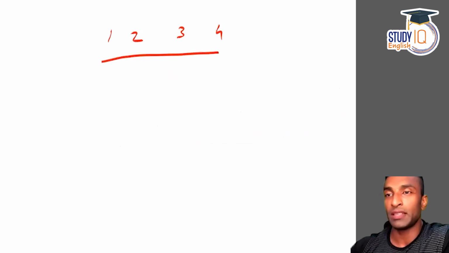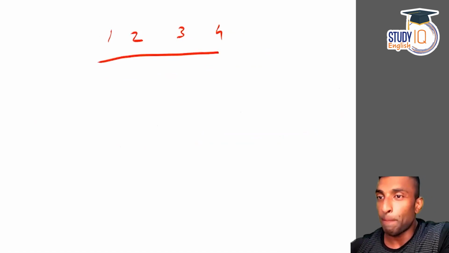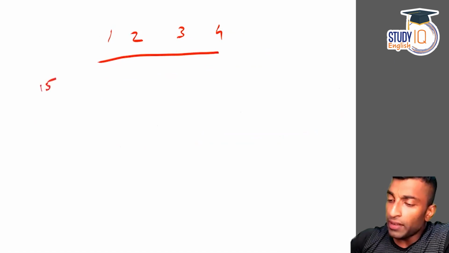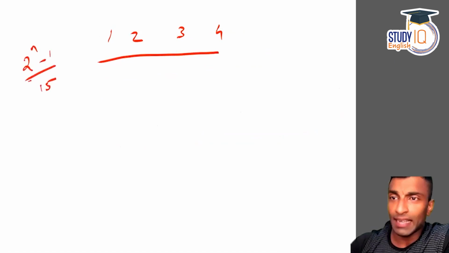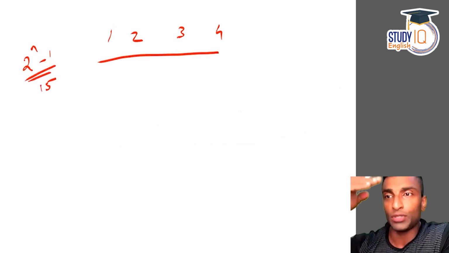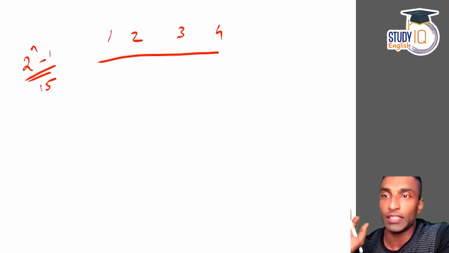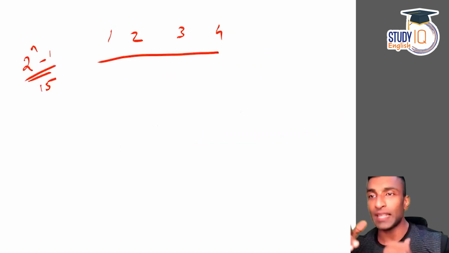But guys, imagine, suppose you are getting the coins like this, 1, 2, 3, 4. You have 4 different coins. How many different sums you can make? Can I go for 15 here, like 2 raised to n minus 1? That's exactly what I'm supposed to do. 4 different coins, so 2 raised to n minus 1, that is 2 raised to 4 minus 1, that is 15.